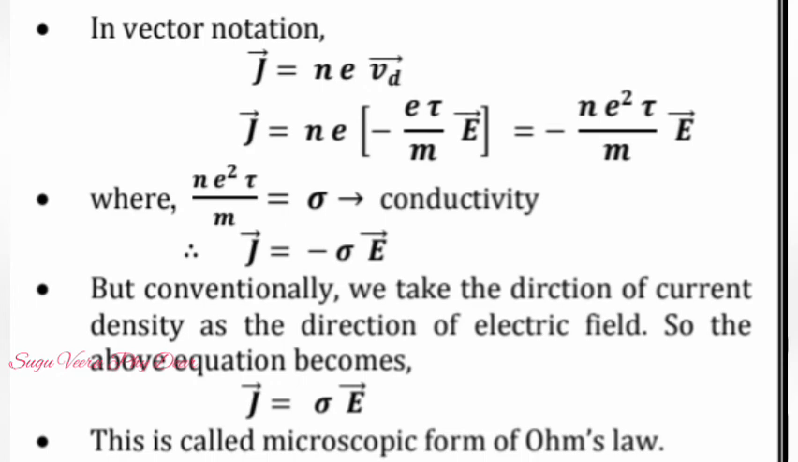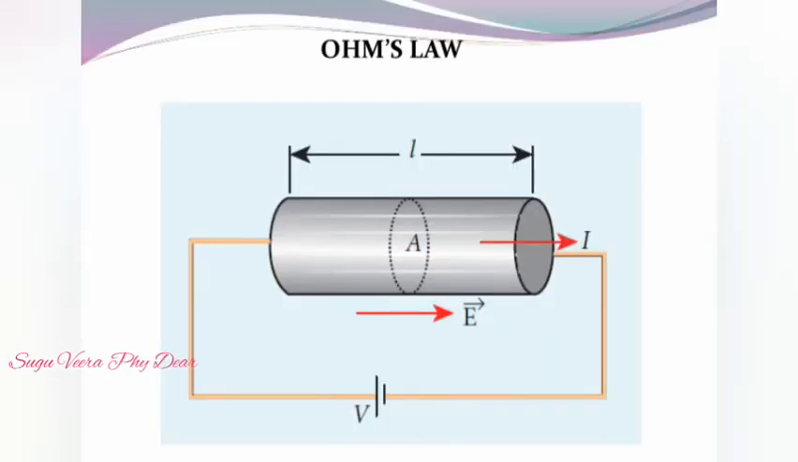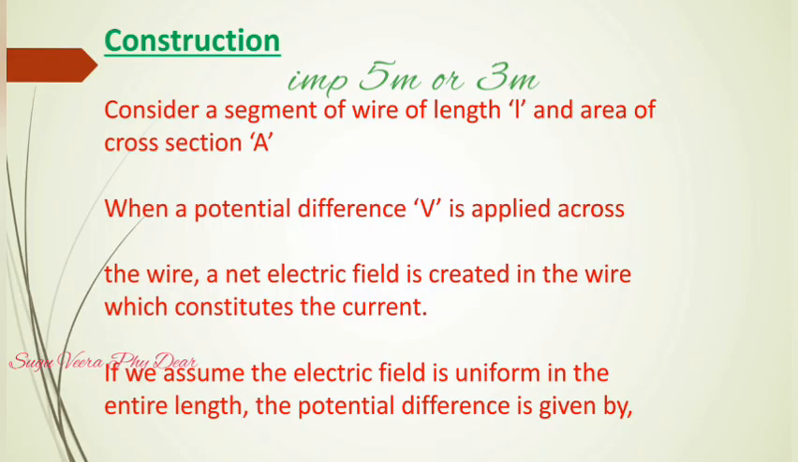Next, Ohm's law. This question is also important, 5 marks, and a book back question. Consider a segment of wire of length L and area of cross section A. When a potential difference V is applied across the wire, a net electric field is created in the wire which constitutes the current. For simplicity, we assume that the electric field is uniform in the entire length of the wire. The potential difference can be written as V equal to E into L.